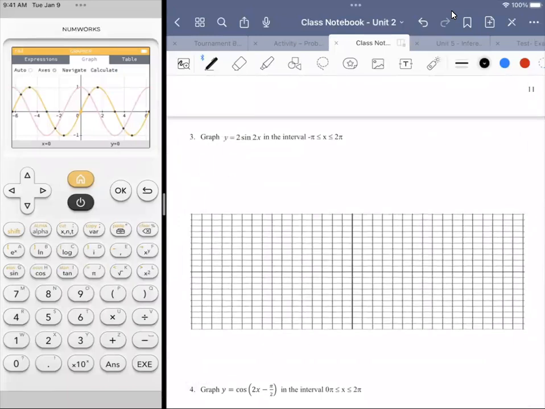stuff going on. Right. So whenever you're dealing with a trig function, the first thing you want to do is match it up to the standard form, so that you can pull out your A, B, and C values. So the standard form for a sine function is y equals a sine bx plus c plus d.